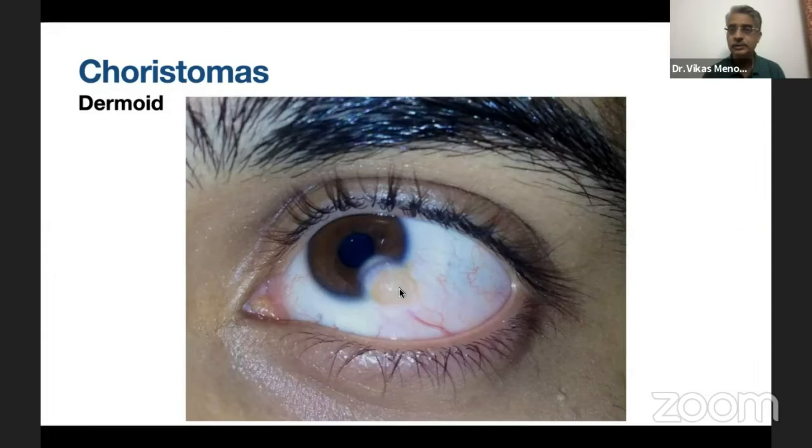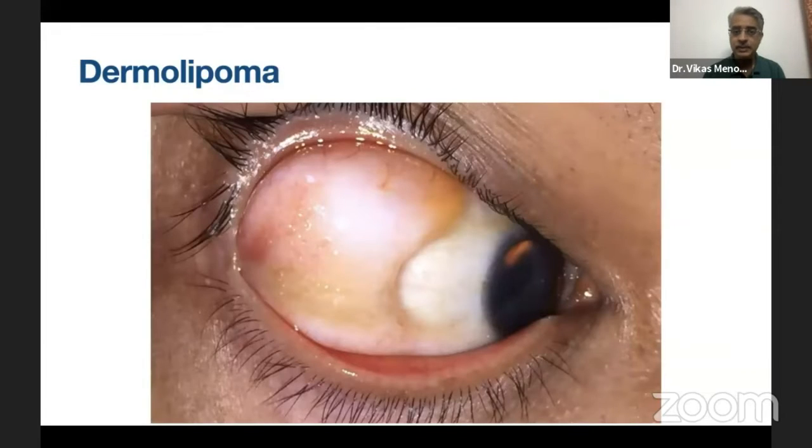Now, what are choristomas? Choristomas are nothing but a bunch of normal cells, normal tissue, but present at an abnormal site where it is not supposed to be present. The next common type of choristoma that we see is dermolipoma.